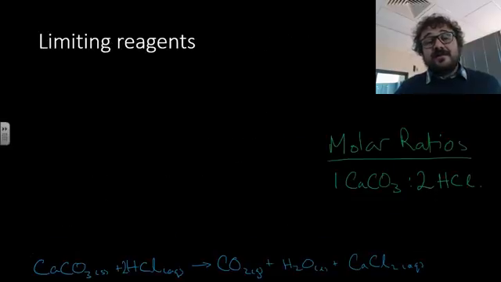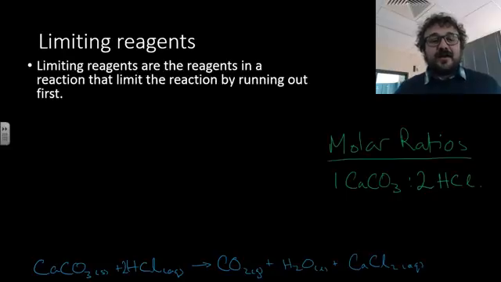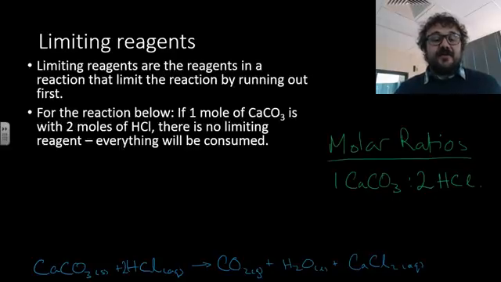Now, we need to look at limiting reagents as well. This is where it actually becomes really important, where we can apply it. The limiting reagent is the reagent in the reaction, that's the stuff on the left-hand side, that limits how far it will go. When it runs out, the reaction stops. So it's the reagent that runs out first.